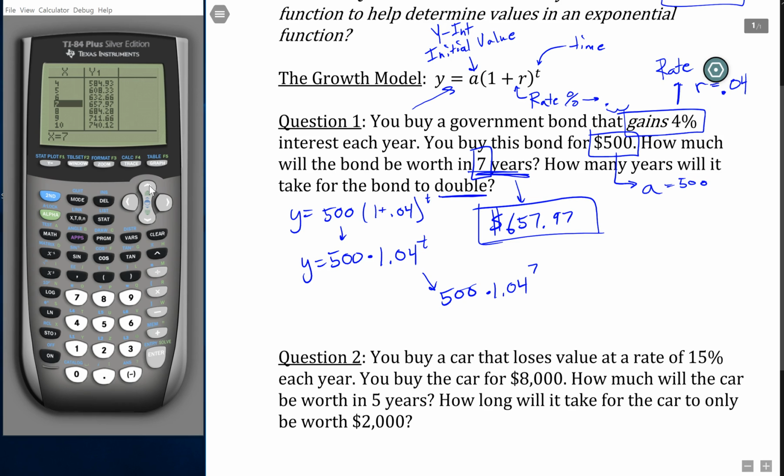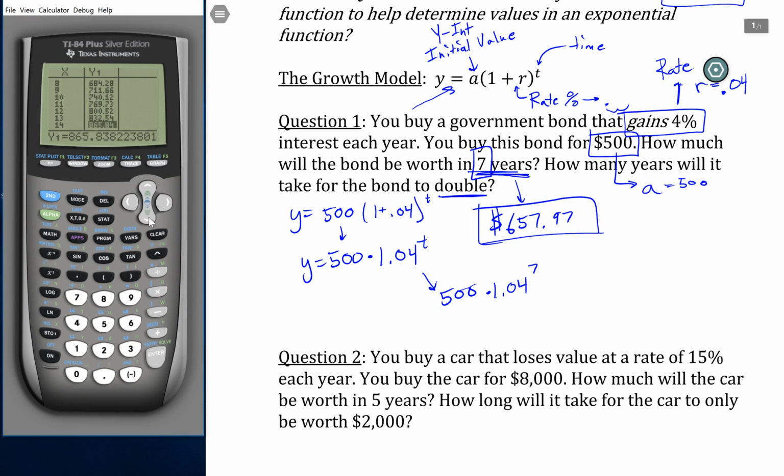Next, it asks how many years will it take for the bond to double? Well, let's see. If the bond starts out at $500, for the bond to have doubled, I'm looking for where it is $1,000. And this would be pretty hard to find if we weren't using the table. There's actually a really specific algebraic technique that we don't know about yet. But let's just look in the table for where the y passes 1,000.